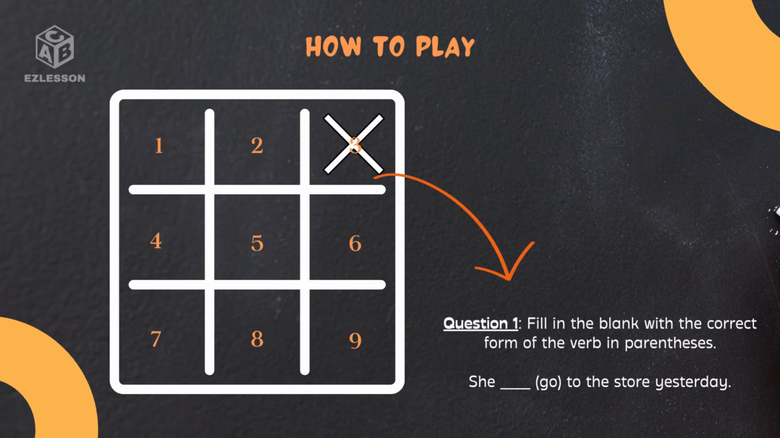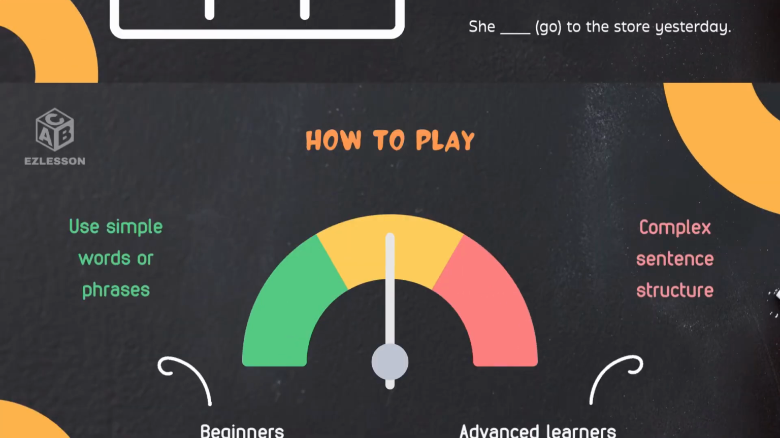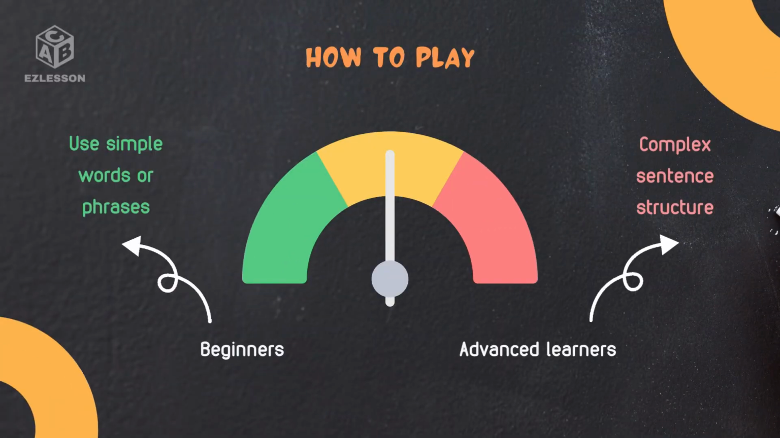So, if you're learning about the simple past tense, the question in square number 3 will be about the simple past. This method not only encourages teamwork but also puts their knowledge to the test in a fun setting. Adjust the difficulty based on your students' levels. For beginners, simple words or phrases will do. For advanced learners, consider complex sentence structures or idiomatic expressions.